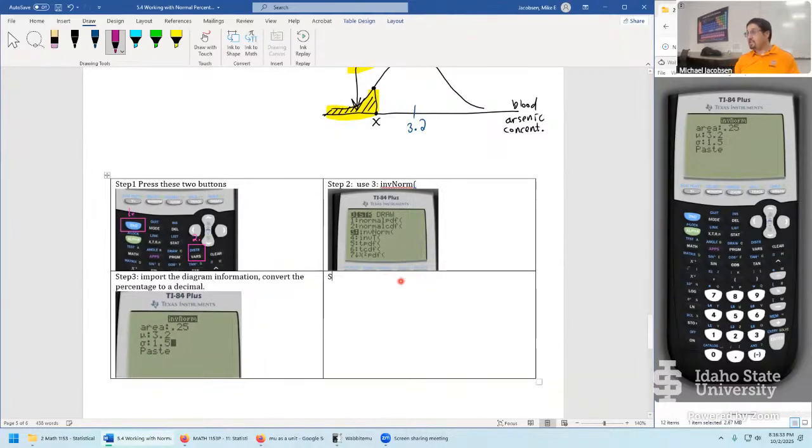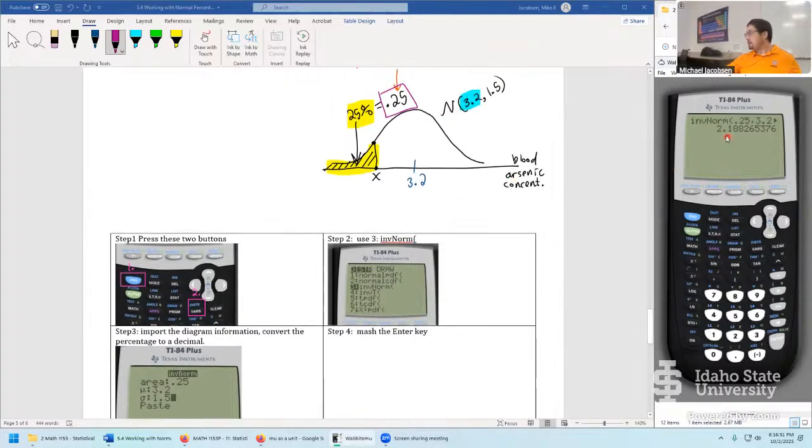So let's see what this looks like. Step 4, mash the enter key. So that's just entering is going to take you down all the options. You'll paste the function into the computation screen, and this is what we get. I'm getting about 2.1 micrograms per deciliter blood arsenic concentration. Is that what folks are all getting so far? Yeah.